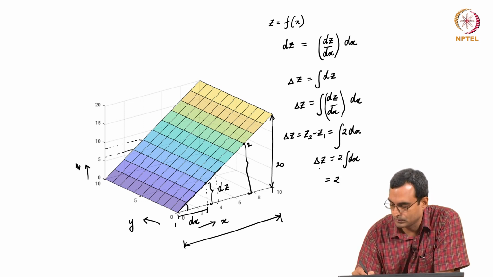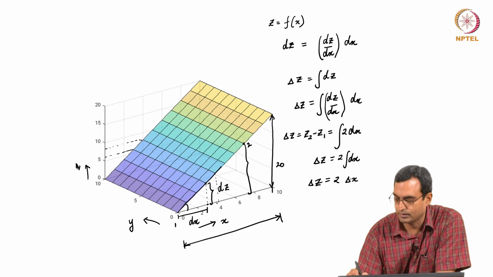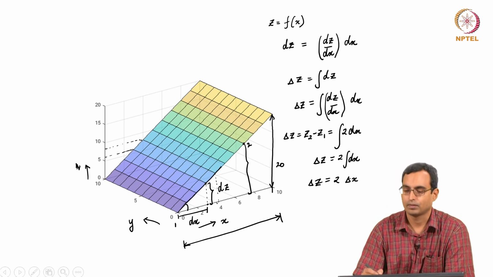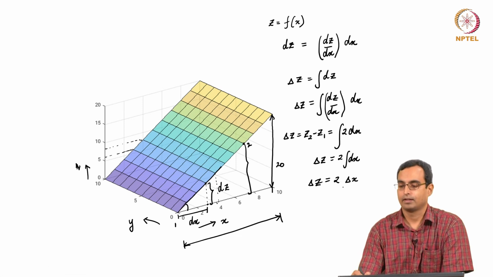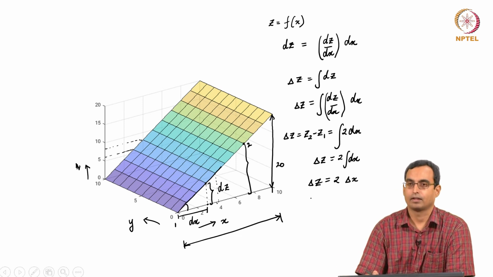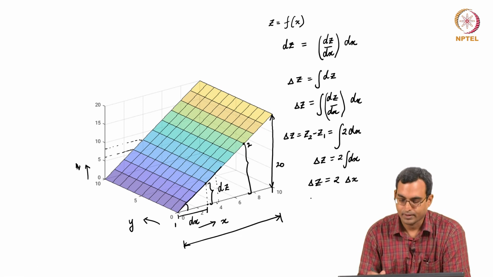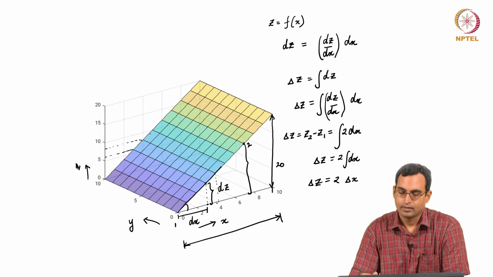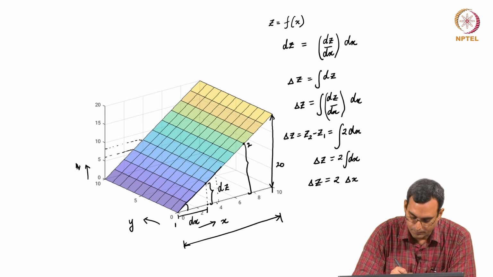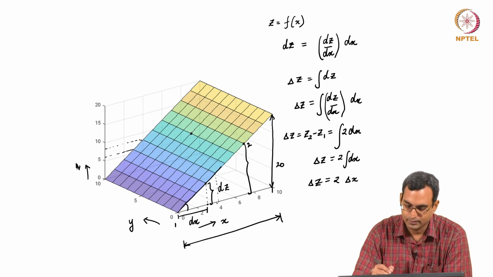So, that is 2 and the integral of dx is delta x. So, I get 2 times delta x. So, the difference is just 2 times whatever is the distance on the x axis and nothing is changing on the y axis. So, what I can see is, in the same way in which you saw previously, if I wanted to know what is the height over here, okay.